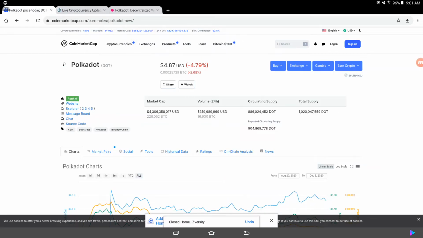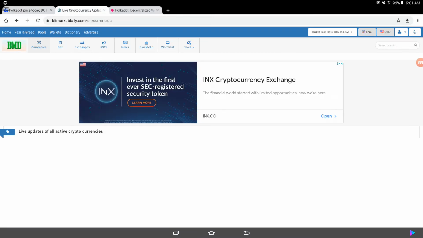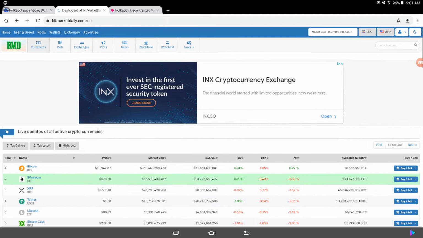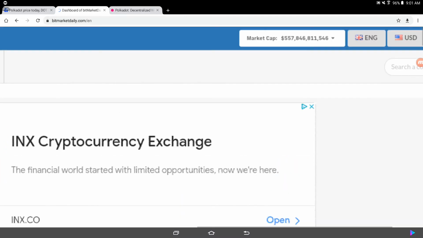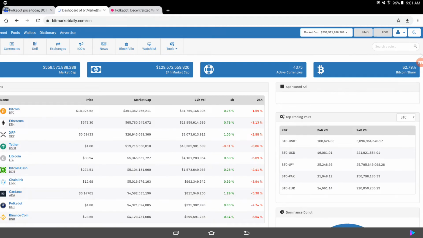Today, let's take a look at the chart. We'll go to bitmarketdaily.com right quick, just to see exactly where we are today. Looks like today is a red day. You're looking at the market cap of $557 billion, which is always good news when it's above $500 billion. The market is still, I want to say, a small bear market, entry level. It's not even a 10% bull market right now.